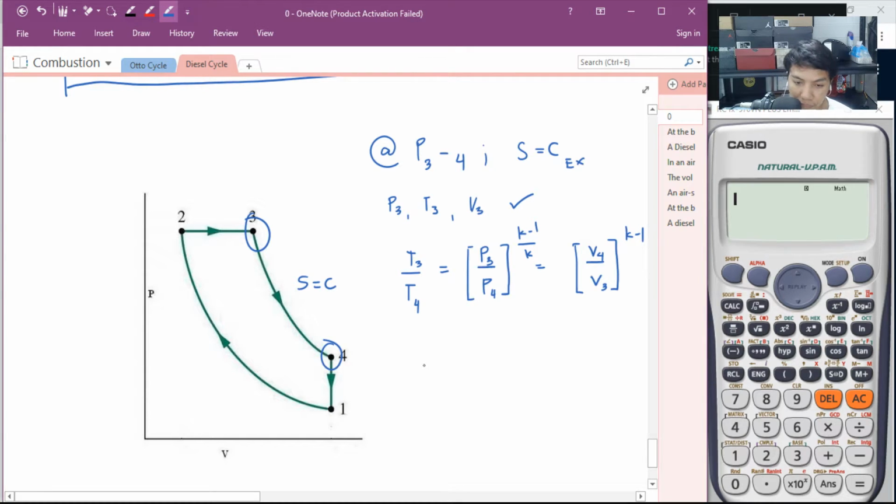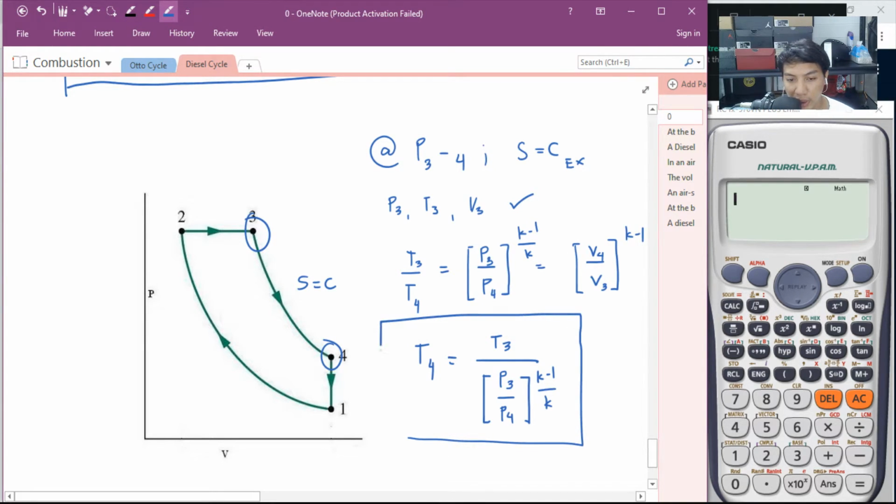Now, hahanapin natin dito si T4. So, T4 will be, gamitin na lang natin yung pressure na to. That is, T3 divided by, absolute dapat to, divided by the ratio ng pressures, P3 over P4 raised to K minus 1 over K. Kahit di mo nabasihan to, para hindi ka malito. O, pwede mo nang masolve si T4.